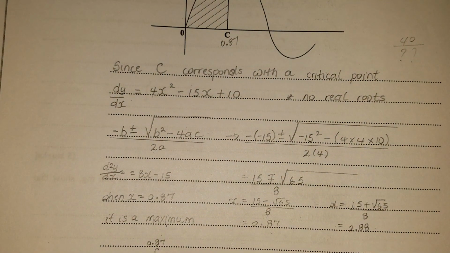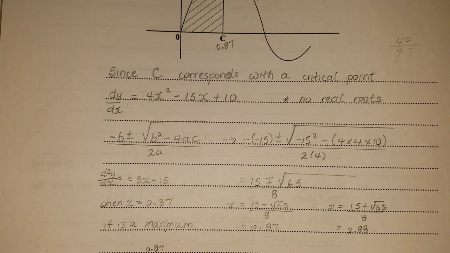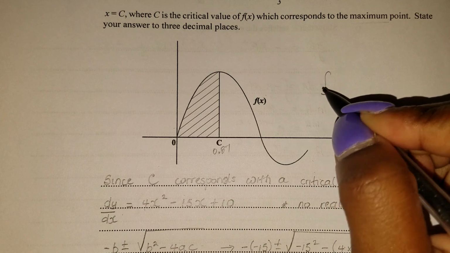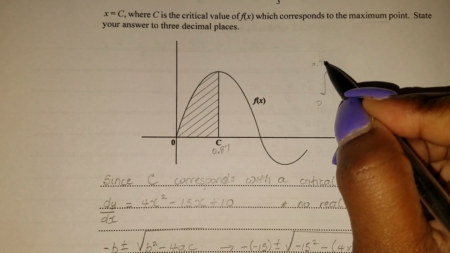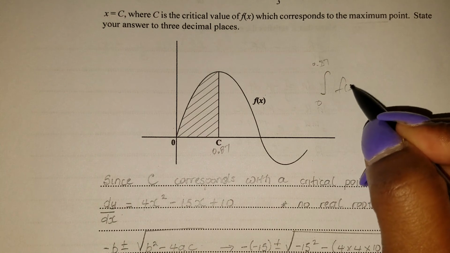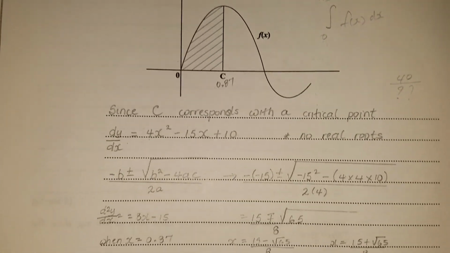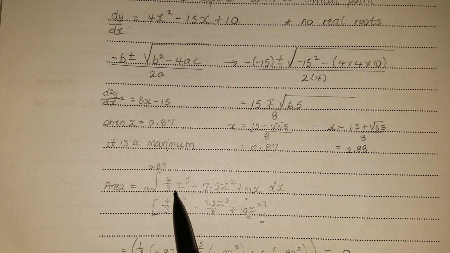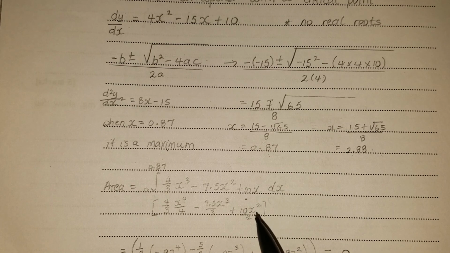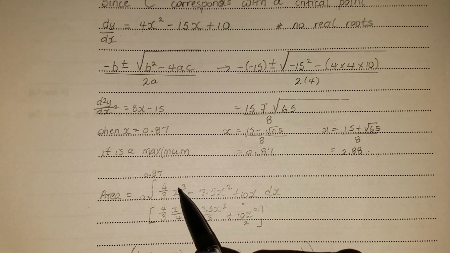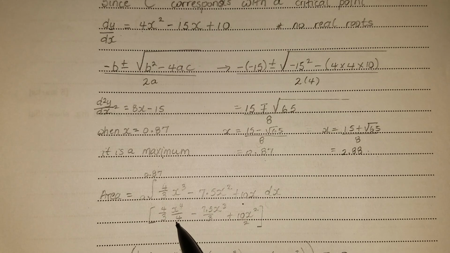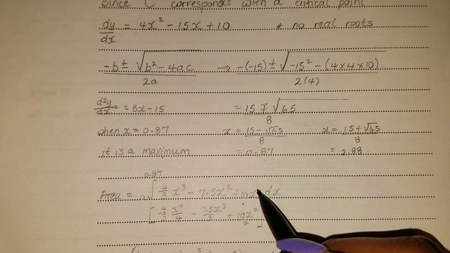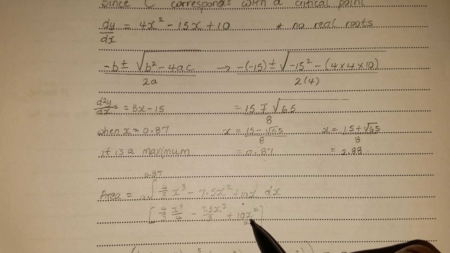So now we can go ahead and find the area of this shaded region, which will be the integral from 0 to 0.87 of our function f of x. So here's what we have: the integral from 0 to 0.87 of our f of x function. When we integrate, we add 1 to the power to get 4 and divide by that 4. Here we add 1 to the 2 to get 3 and divide by that 3. And if we add 1 to the 1 that's already here, we get 2 and divide by that 2.